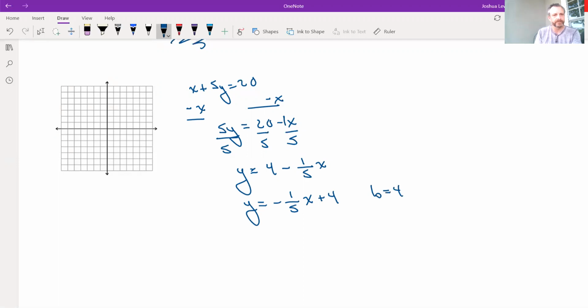B is 4. So I come over here, 0, 1, 2, 3, 4. And then my slope is negative 1/5. Again, we've got this negative. Where do you want to put it? Why not, let's put it in the numerator. I'm going to go down 1, right? That means my rise is negative 1 and my run is 5. So down 1 and right 5: 1, 2, 3, 4, 5. And there's my line.